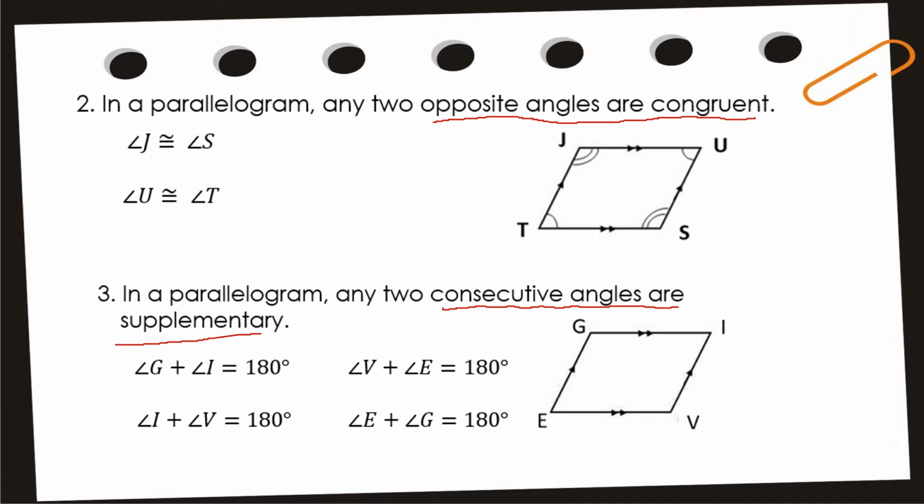Angle I plus angle V must be equal to 180 degrees. Same with angle V plus angle E, and also angle E plus angle G. So the sum of two consecutive angles in a parallelogram is always 180 degrees.